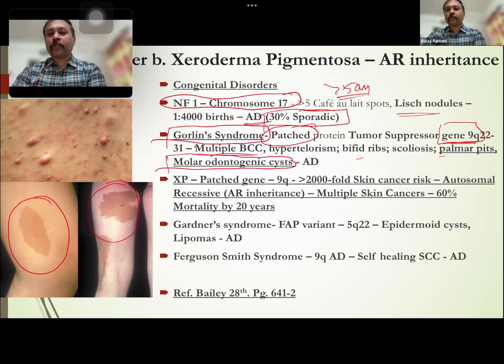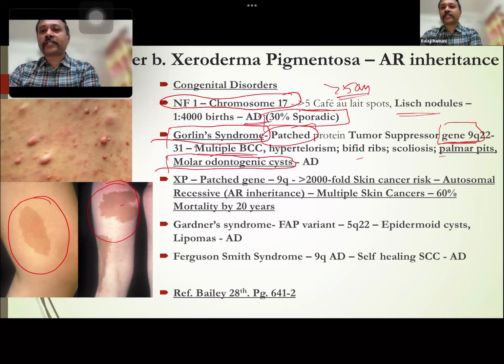Gorlin's is a favorite syndrome as far as examiners are concerned. That is also an autosomal dominant condition. Here you have the patched protein, 9q. Then you have multiple BCCs. Then you have palmar pits and your molar cysts. So these may be given as a syndrome complex. So that is going to be there.